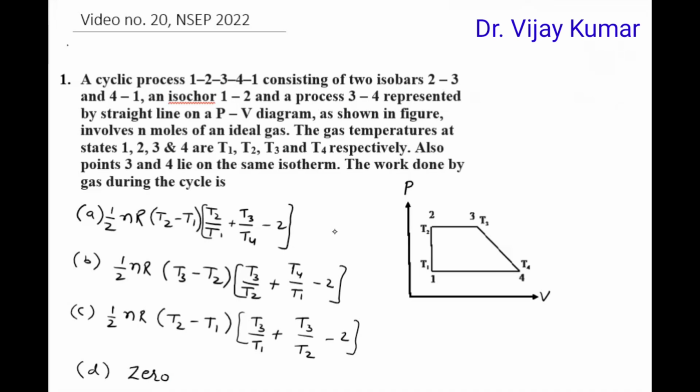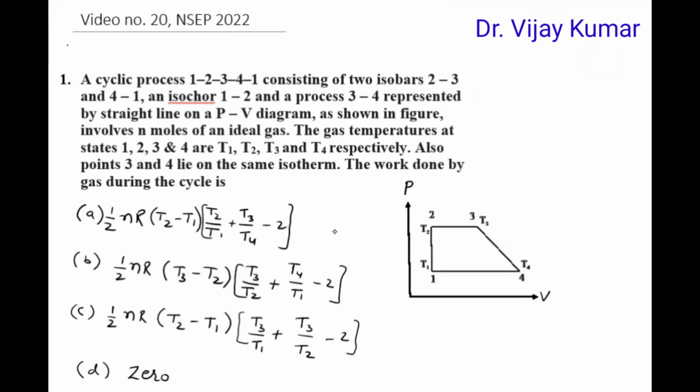The gas temperature at states 1, 2, 3, 4 as shown in the figure are T1, T2, T3, T4 respectively. Also points 3 and 4 lie on the same isotherm. The work done by the gas during the cycle is... We have to determine the work done by the gas during the cycle.